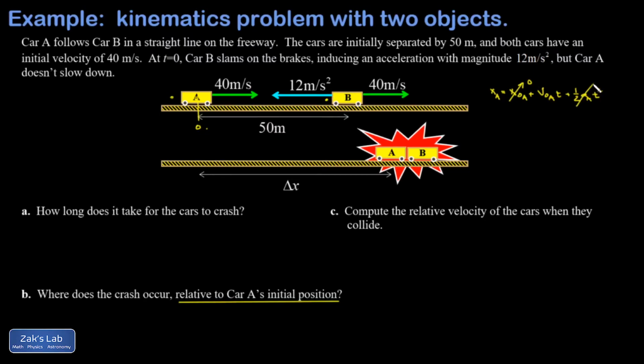And the acceleration of car A is 0. It just keeps moving at 40 meters per second. So I get this very simple equation of motion. The velocity is 40, so the position is given for all moments in time by just taking 40t.